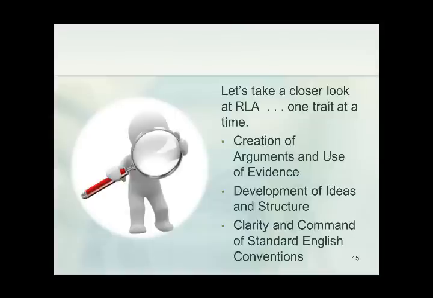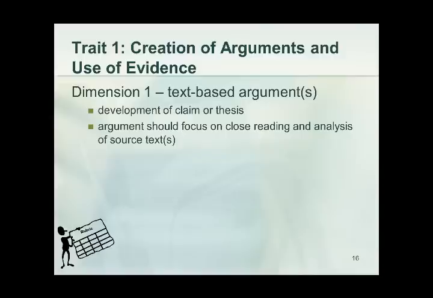All right, let's start out now looking at trait 1, and that's really the creation of arguments and the use of evidence. Within that, we have several different dimensions, and you can think of those like subcomponents. Dimension 1 really talks about your argument. Did you develop a claim? Your argument should focus on, see there's that word again, close reading and an analysis of the source text itself. So dimension 1 is all about the text-based argument.